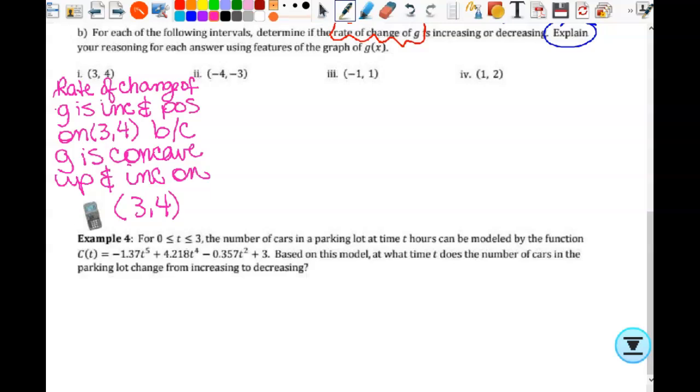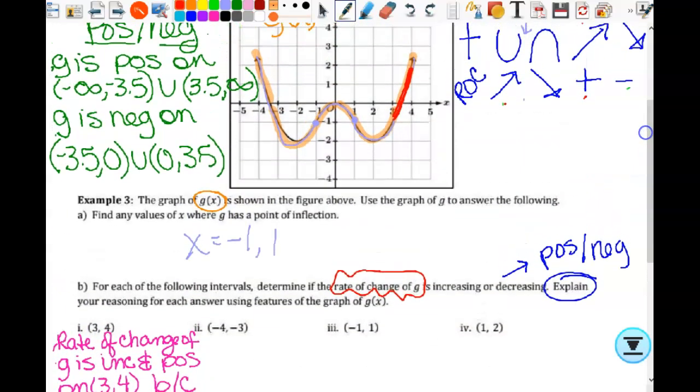Okay, so let's look at Roman numeral 2 here, -4 to -3. So -4 to -3 is right here.